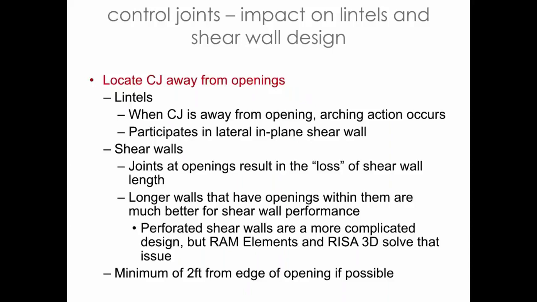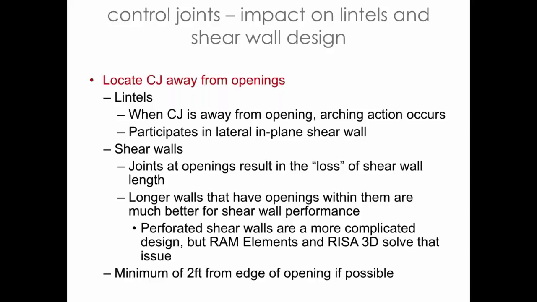So when we move the control joints away, what we're going to talk about next is arching action. The first couple of slides that I showed you, how we've been doing this for quite a long time, or Mother Nature's been doing it quite a long time, spanning over these openings without any reinforcement. Arching action is really the key principle to be able to span over the opening with no reinforcement in it. But we can't do that when we put a control joint at the edge of the opening.